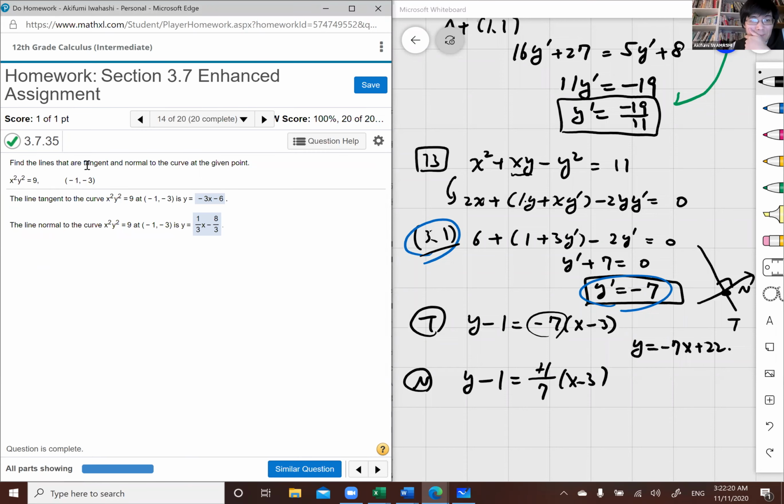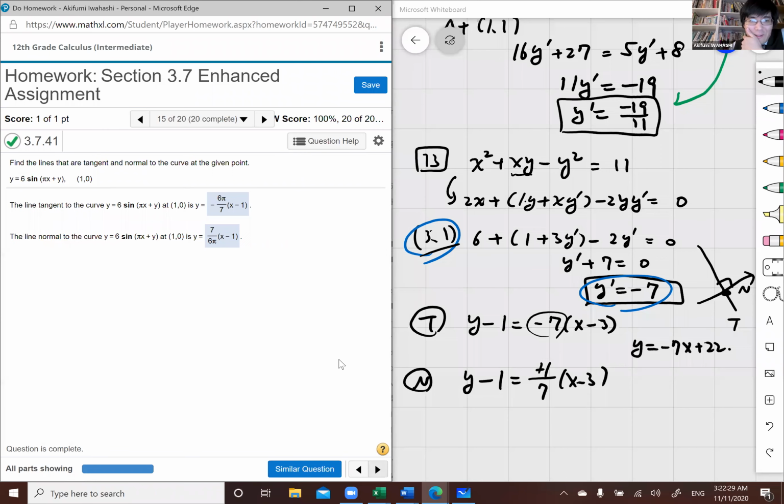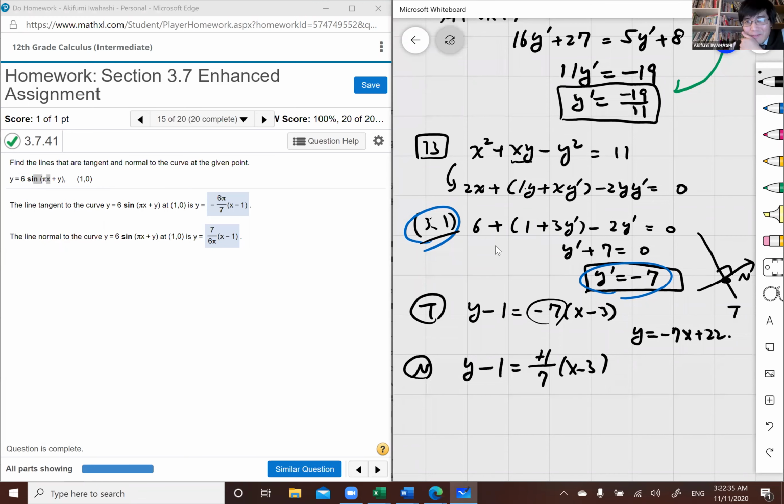Okay, this is basically the same question with a slightly different expression, but I'm not going to explain here. So I'm going to skip this. This one is also the same question, but we have a sine function, so I'm going to explain this one.